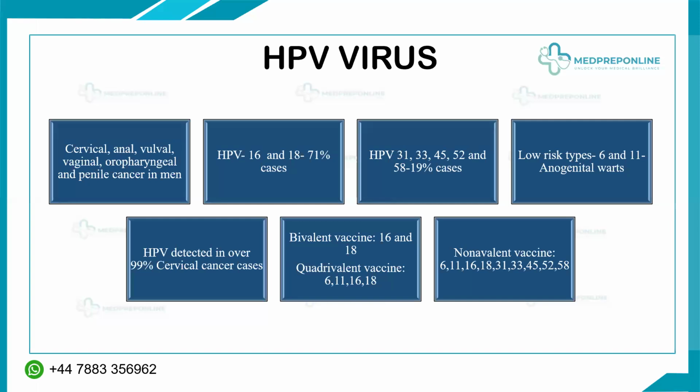So now you have vaccines for the HPV virus. They do ask you about the bivalent, quadrivalent, and the nonavalent vaccines. Bivalent vaccines are against HPV 16 and 18. Quadrivalent vaccine is against 6, 11, 16, and 18, so it offers protection against both anogenital warts as well as invasive cervical cancer. And the nonavalent vaccine covers all the low-risk as well as the high-risk HPV subtypes.